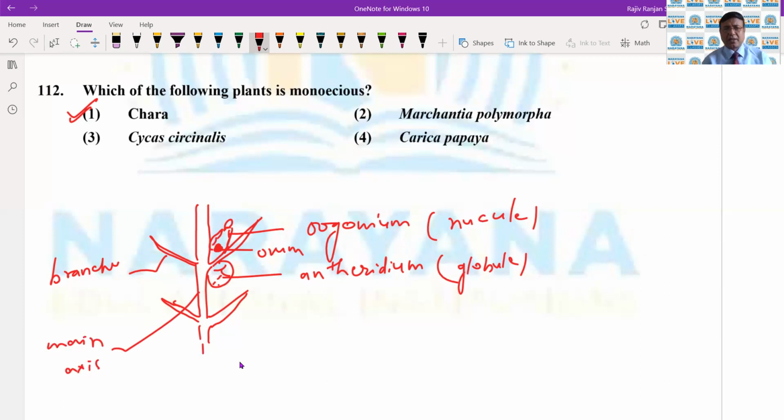So in this way, Chara is monoecious. Monoecious is the condition in which both the male and female structures are found on the same plant. However, Marchantia is dioecious, in which the male and female plants are separate. The male plant contains the male reproductive structures and the female plant contains the female reproductive structures. So Marchantia is dioecious. Carica papaya is dioecious. It is a dioecious angiosperm. Marchantia is a dioecious bryophyte, a dioecious liverwort, and Cycas is a dioecious gymnosperm. So the rest three are dioecious, whereas Chara is monoecious.